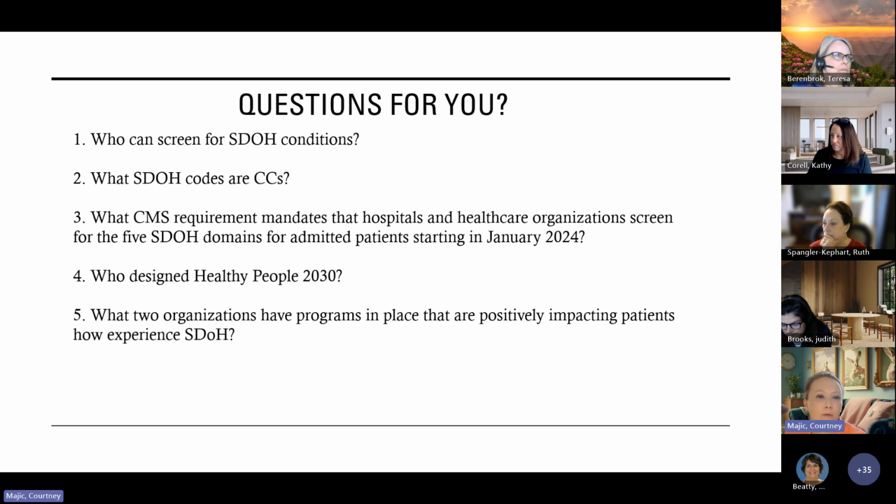So question number 3, what CMS requirement mandates that hospitals and healthcare organizations screen for the 5 SDOH domains for admitted patients starting in January of 2024?